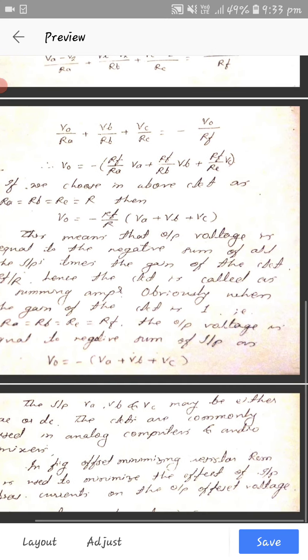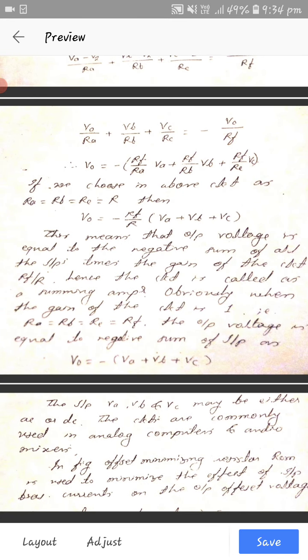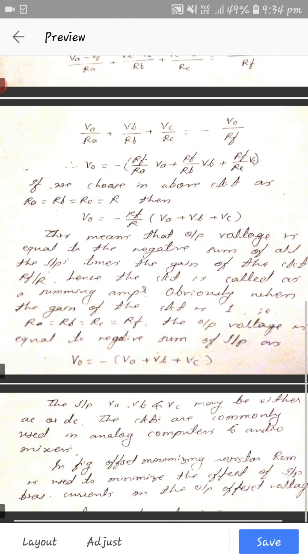This means that the output voltage is equal to the negative sum of all the inputs times the gain of the circuit, RF upon R. So the output voltage is the negative sum of the input voltages VA, VB and VC, and the total circuit gain is RF upon R. Hence the circuit is called a summing amplifier.